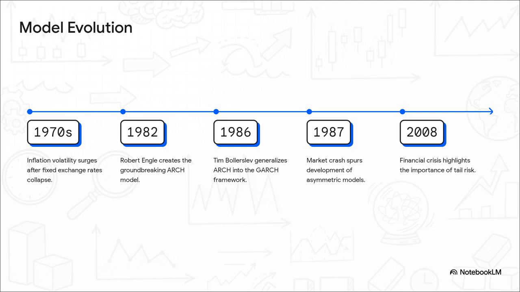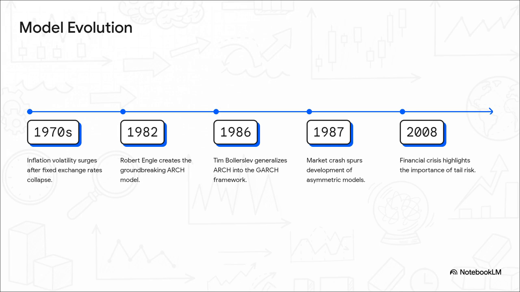Which brings us to Section 4, the evolution of models. These predictive tools, they didn't just appear out of nowhere in a vacuum. They were forged in crisis. Necessity really drove the innovation here. Back in the 1970s, fixed exchange rates collapsed and inflation just went completely wild.